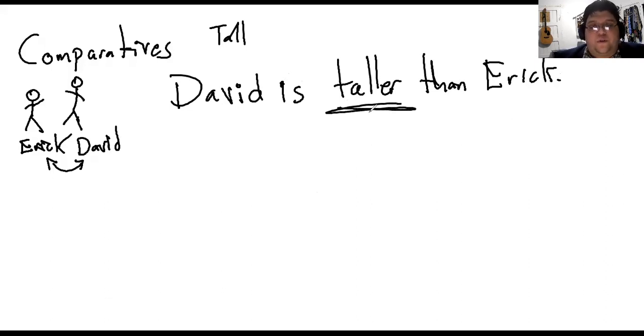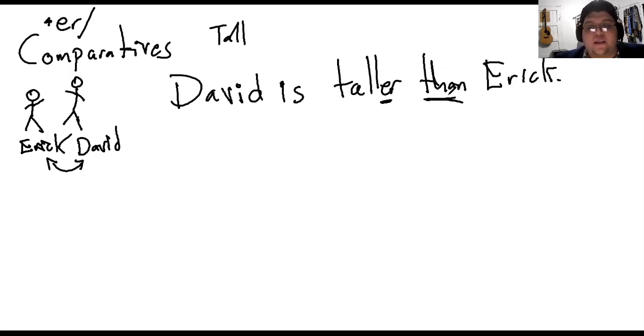What did we add to the adjective? Can you see what we added? We added -er. When we're using comparatives, we use -er. We usually add it to some adjectives, not all of them. We'll get to that in a second, but that's what we do. David is taller than Eric.